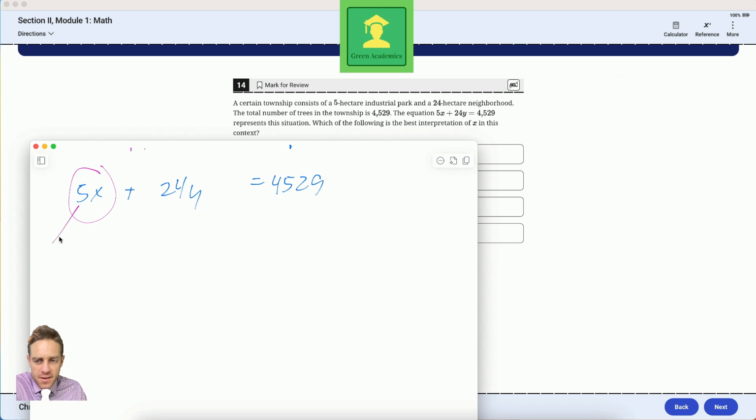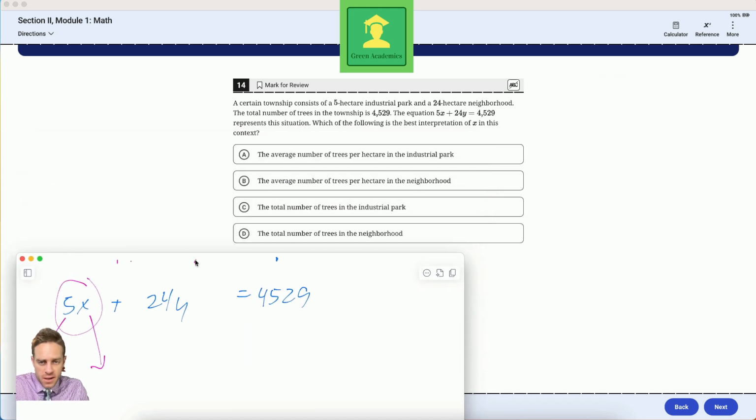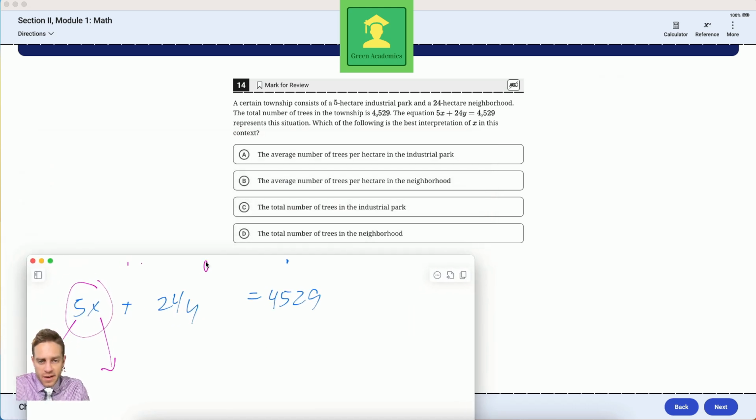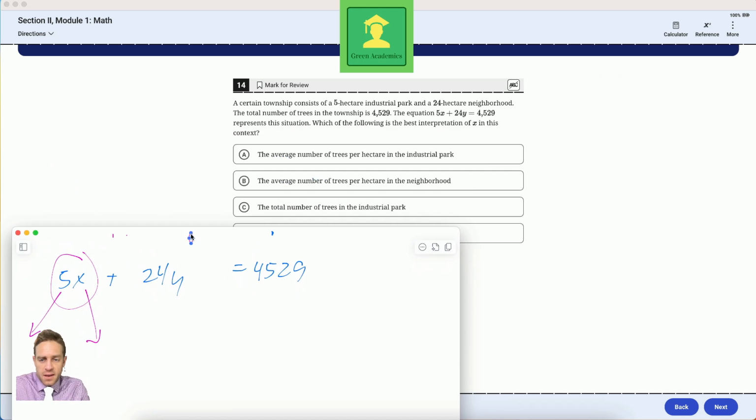So 5 is the hectares in the industrial park. So x must be trees per hectare in the industrial park. Average number of trees per hectare in the industrial park. Yeah, the answer is A.